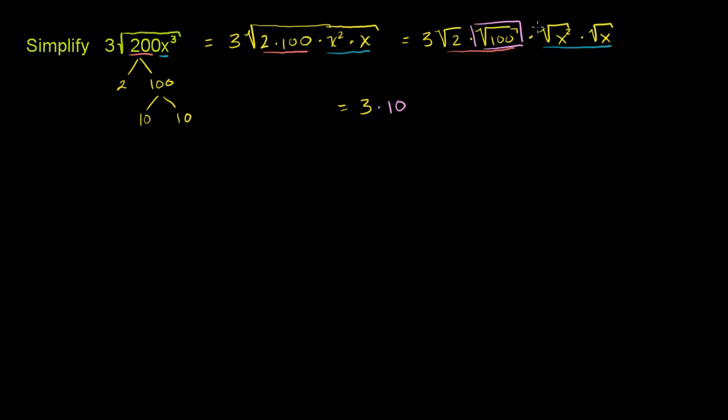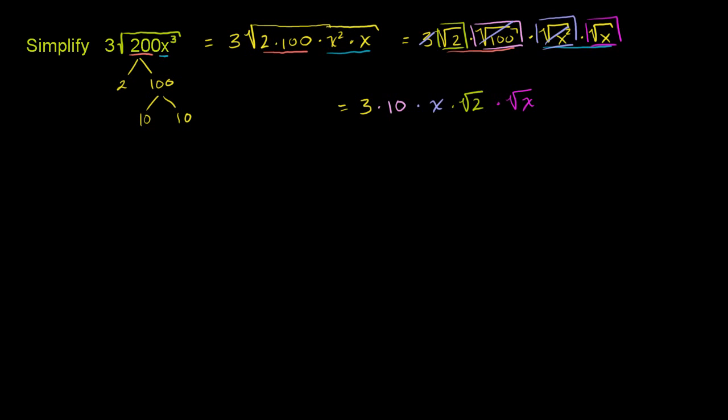And then what is the square root of x squared? Well, it's just x. x times x is x squared. So times x. And then we've dealt with that, and we've dealt with that. And then we have these two terms right here where we can't take the square root. So we could say times the square root of 2 times the square root of x. So this term right here times the square root of 2, and then finally, out here, times the square root of x.